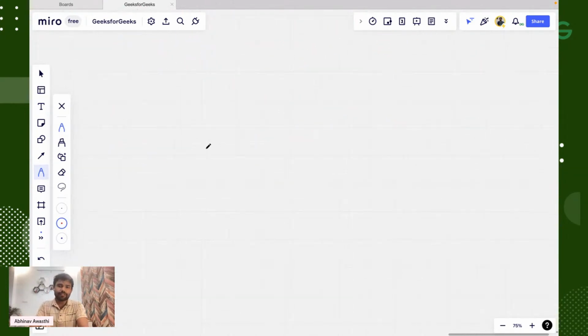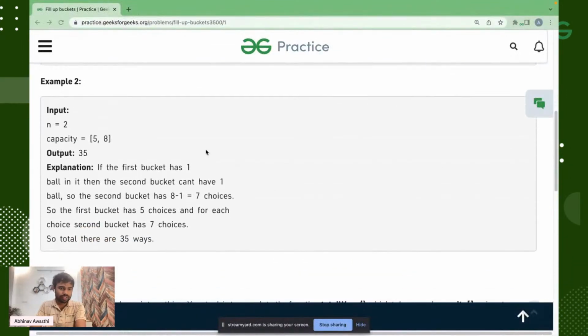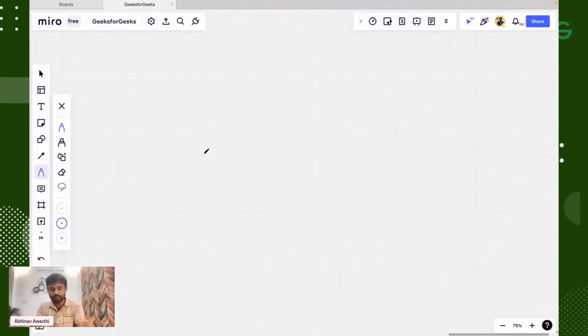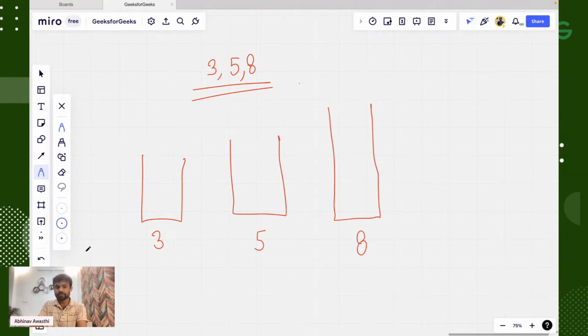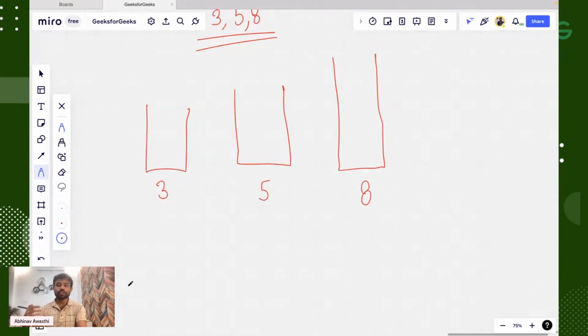So let's take the case that we have three buckets. Let's say the capacity of the first bucket is 3, the capacity of the second bucket is 5, and the capacity of the third bucket is 8. So here's the first bucket with capacity 3, second bucket with capacity 5, and third bucket with capacity 8. Is it clear?